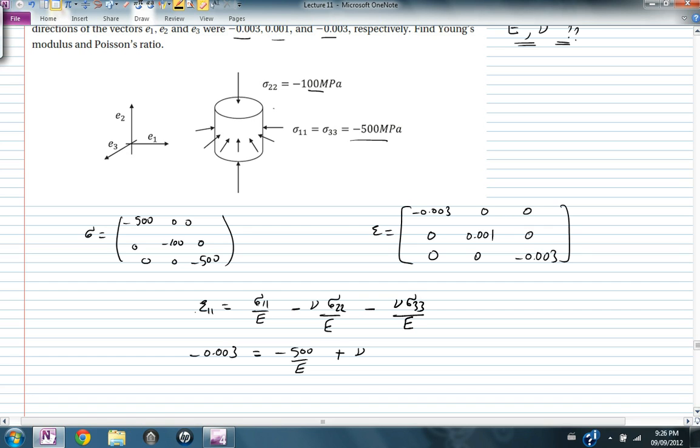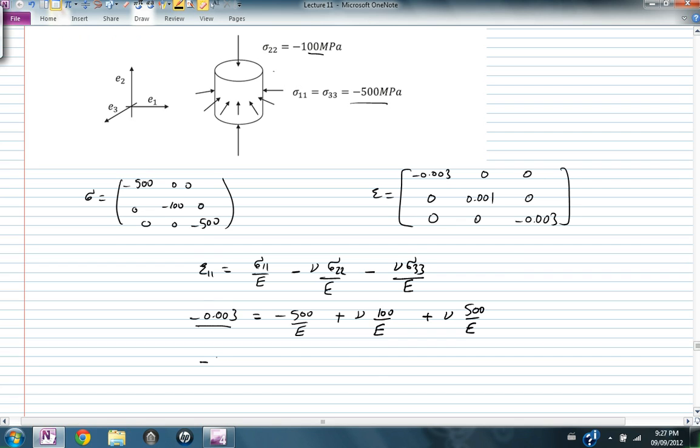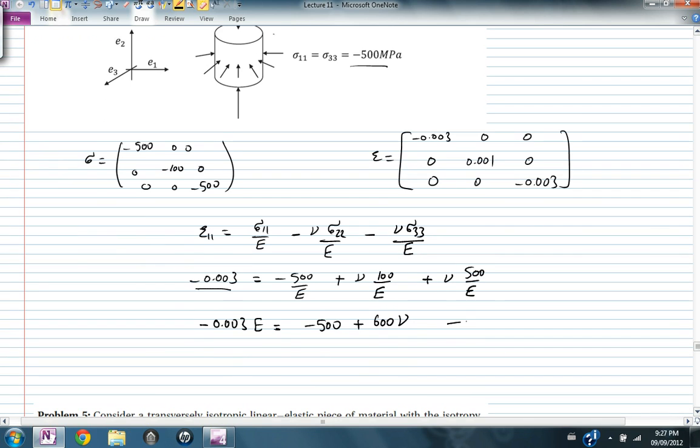Sorry, this is the relationship between the strain epsilon 1 and the stresses. Epsilon 1 is equal to sigma 1 over E minus Poisson's ratio sigma 22 over E minus Poisson's ratio sigma 33 over E. So, by substitution, this is epsilon 1, this is sigma 1, and sigma 22 is negative 100. Sigma 33 is 500, plus Poisson's ratio 500 over E, which tells me that negative 0.003 E is equal to negative 500 plus 600 Poisson's ratio. This is equation 1.